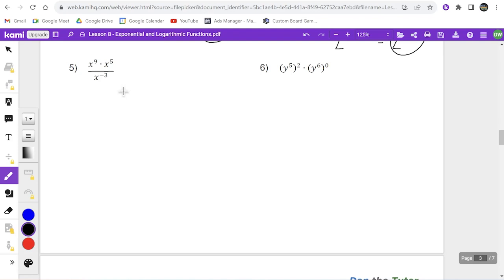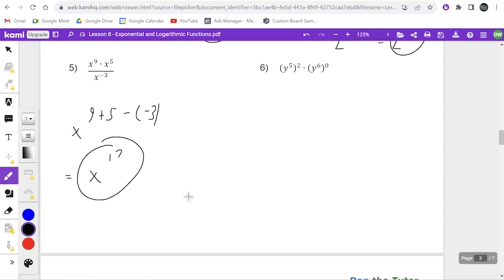Okay, I'm going to say time's up. If you're not finished, that's okay. But basically here with the x's, for the numerator, I add the exponents, so x to the 9 plus 5. And then I need to subtract the denominator, so minus negative 3. That will be a double negative, making it positive. So in other words, it's x to the 9 plus 5 plus 3. That's going to be 17. And so then the final answer is x to the 17th power. Any questions on that one?